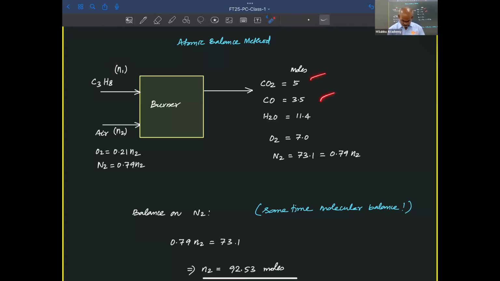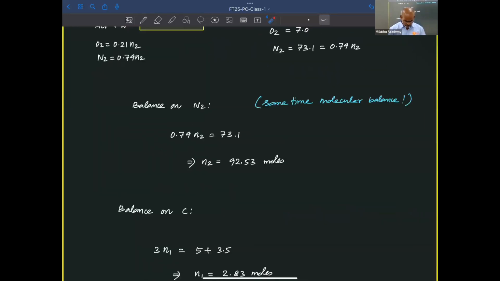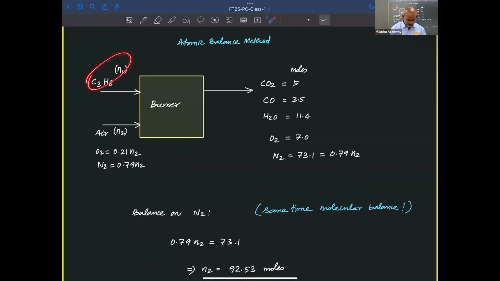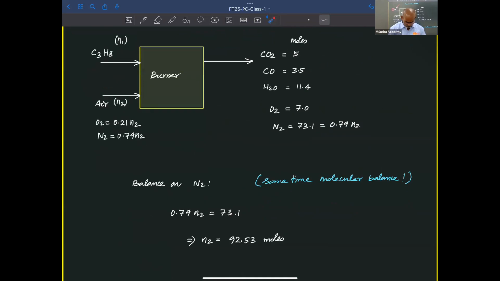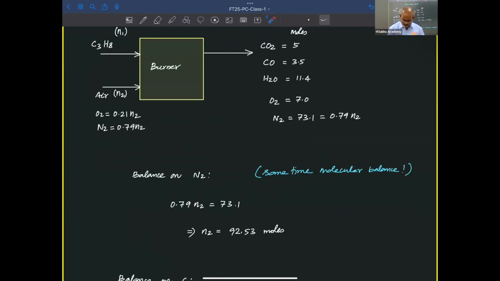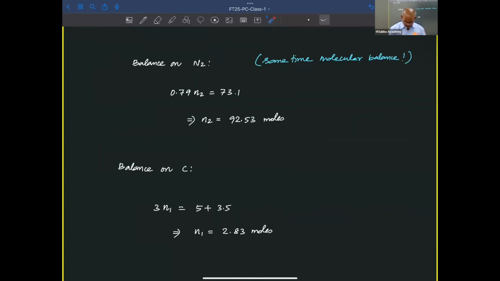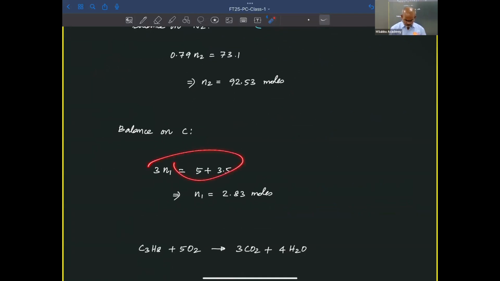For that, you can write the balance on carbon or hydrogen. So let us write the balance on carbon. How much carbon is there in the N1? One N1 is having 3C. So 3 into N1, that is carbon entering, and carbon is leaving here as well as here. So 5 into 1 and 3.5 into 1, that is carbon leaving. This is 3.5 into 1 and 5 into 1. That way we have this N1 now solved.